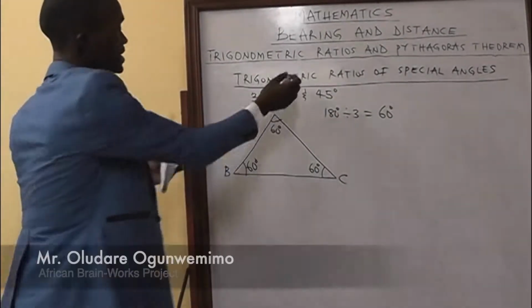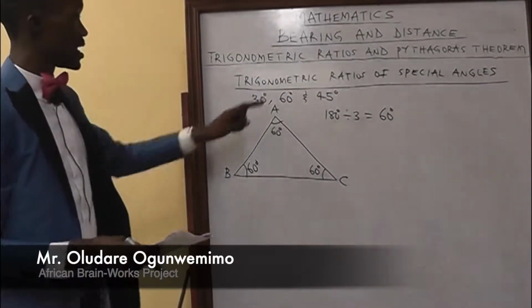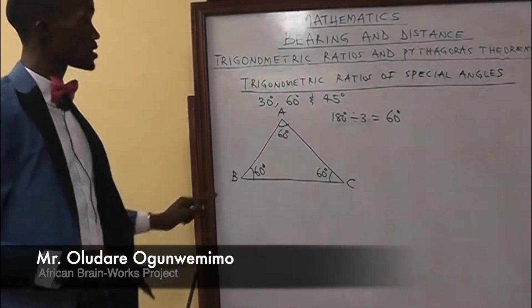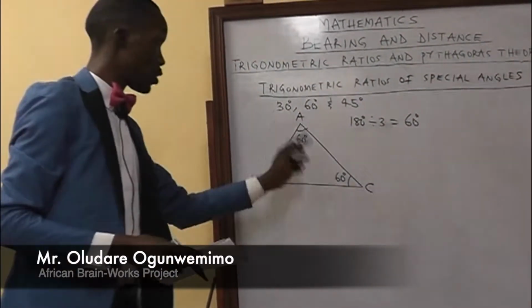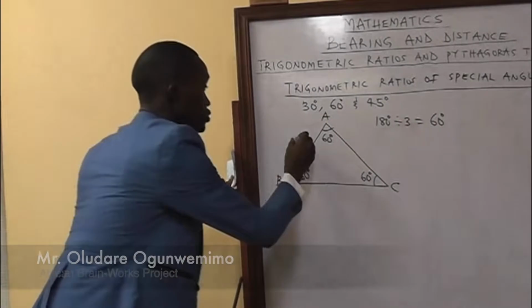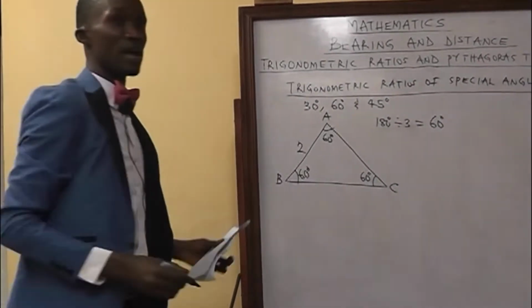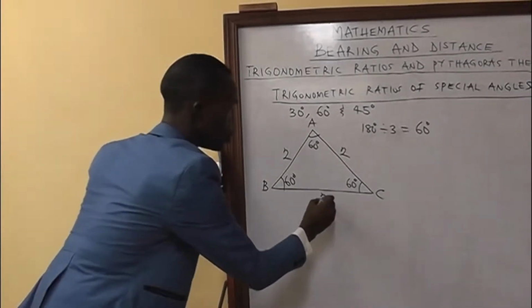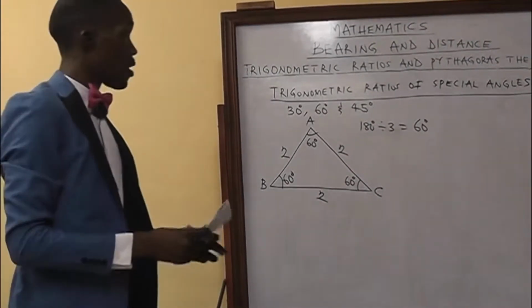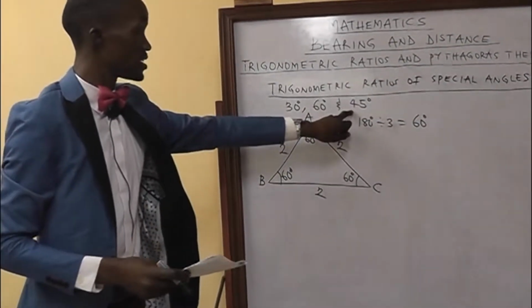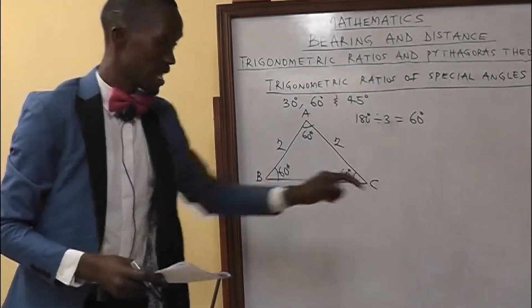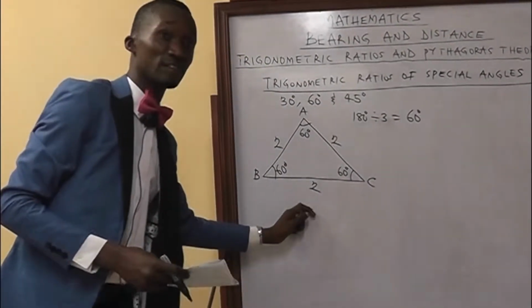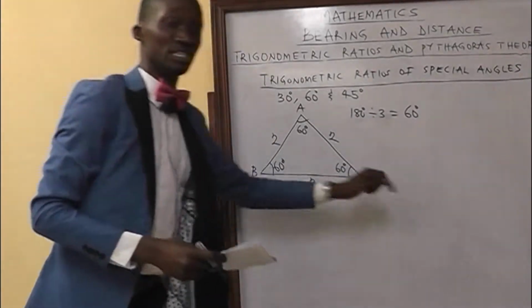Now from A, the sides, I said it the other time that for an equilateral triangle, all sides are equal, while all angles are also equal. So we use 2 units from A. This one 2, and this one 2. But for the other one, for 45 degree, which we are still going to derive later, instead of using 2 for 45 degree, we use 1 unit each.